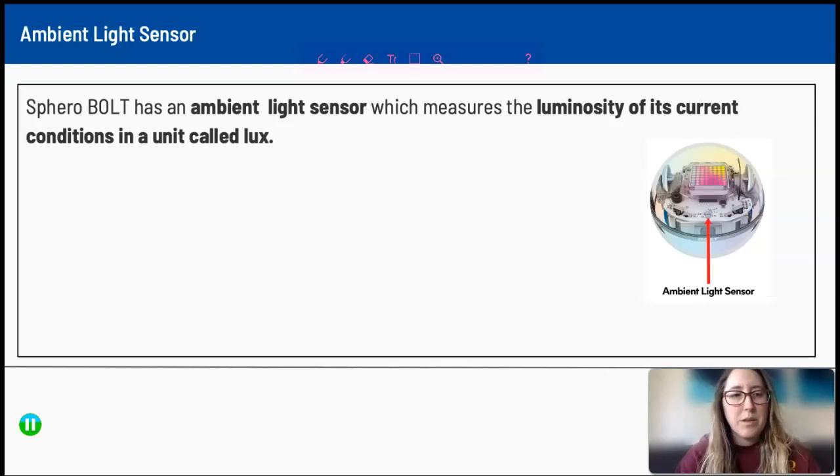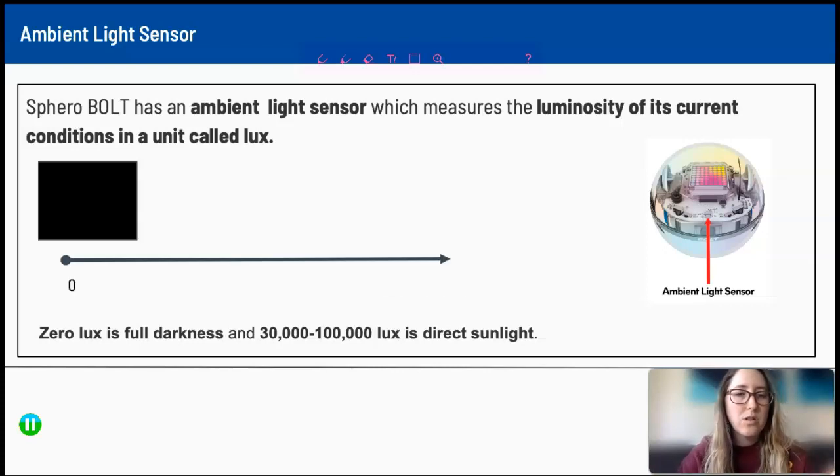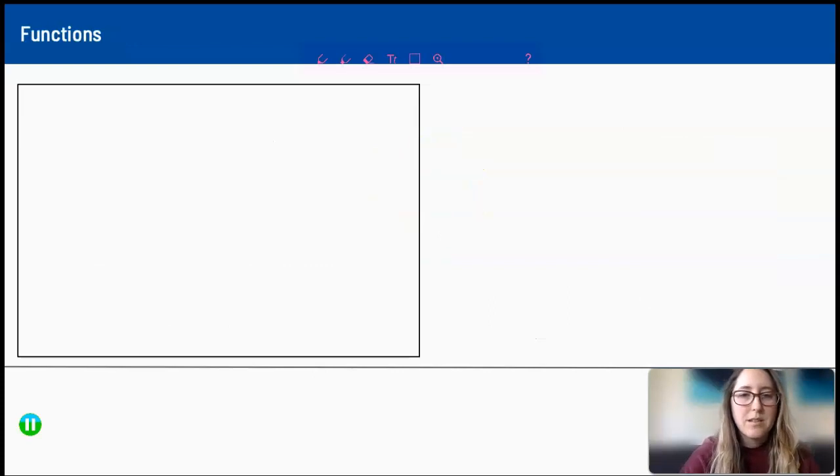The ambient light sensor, I said, measures the luminosity of the current condition or environment that the Bolt is in, in a unit called lux. 0 lux is full darkness, and 30,000 to 100,000 lux is direct sunlight. I have it on this little scale right here. We've got total darkness, and we have sunlight. Classroom lux is between 100 and 300 on this scale. So when you're working with the sensor, you want to make sure you're setting the sensor to pick up classroom light. Just keep that in mind.